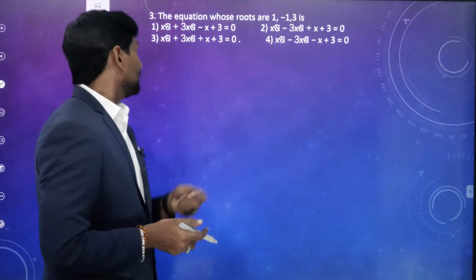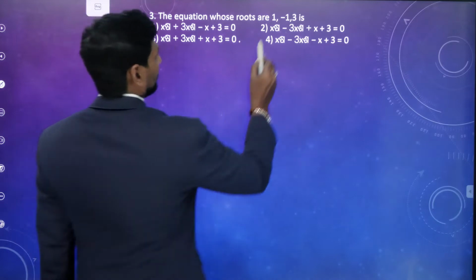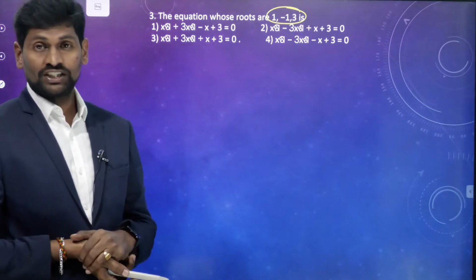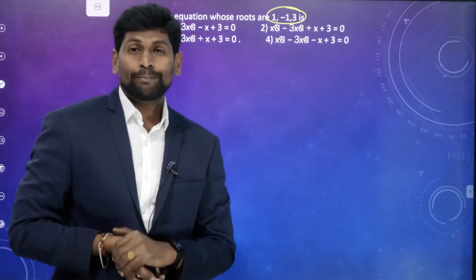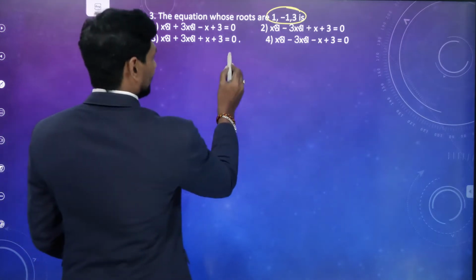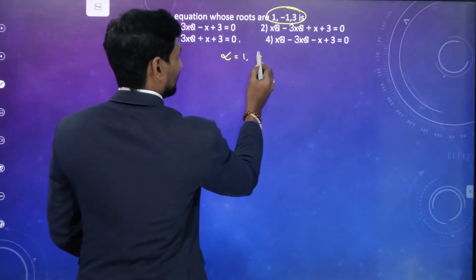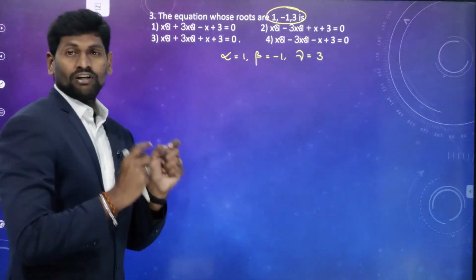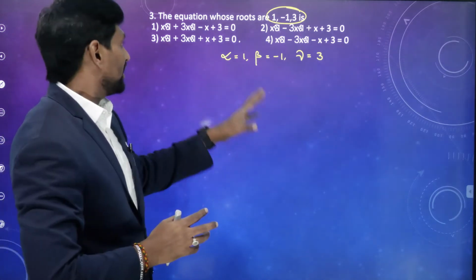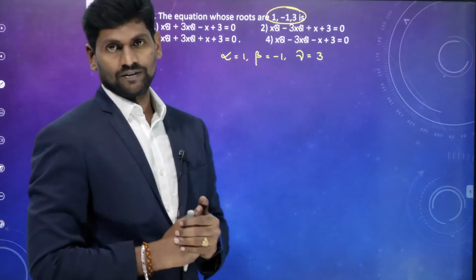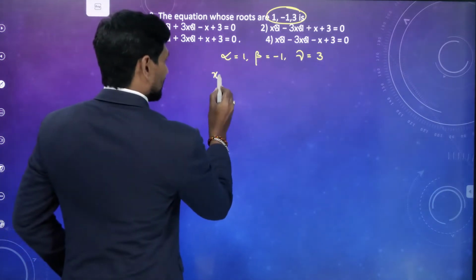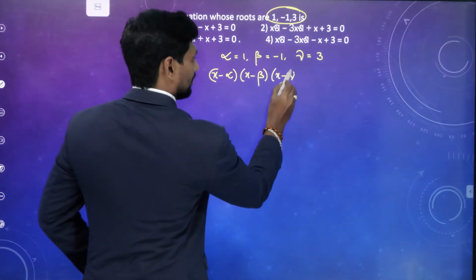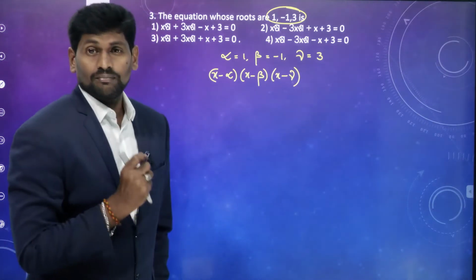Let us go to the third question. The equation whose roots are 1, -1, 3. Already 3 roots are given, it means it could be a cubic polynomial. So let us take alpha value is 1, beta value is -1 and gamma value is 3. So alpha, beta, gamma are the 3 roots of the given polynomial. We need to find that polynomial. We have learned in our previous class that x minus alpha into x minus beta into x minus gamma will be the required polynomial, right?